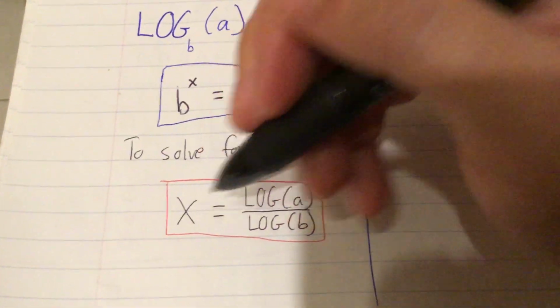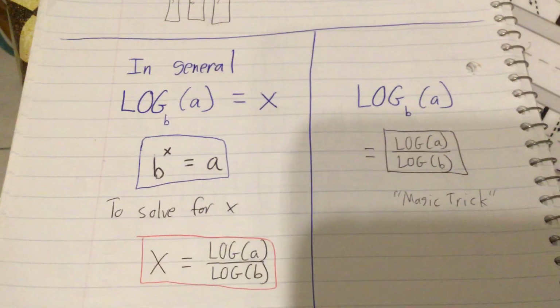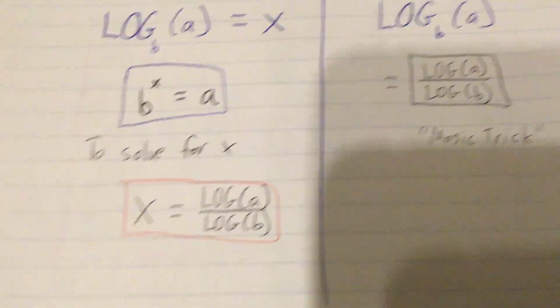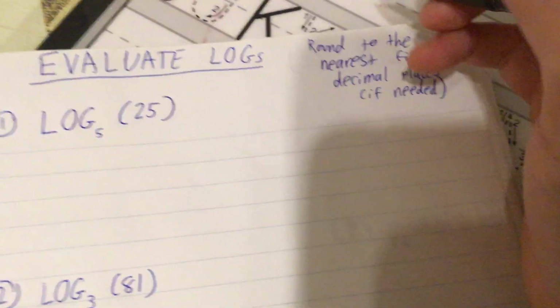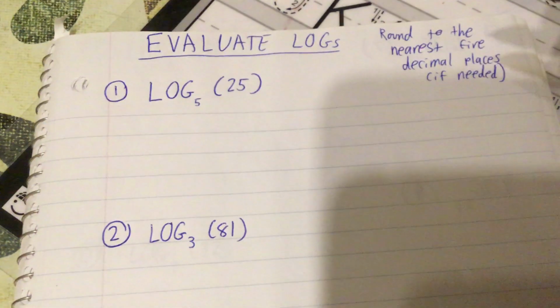And in the next video, we're gonna be figuring out what this log does, actually. But for now, just pretend I'm a wizard. It's a magic trick. It's amazing. All right, so let's do some problems. Okay, so I'm going to show you, we're gonna evaluate logs. We're gonna round to the nearest 5 decimal places if need be.